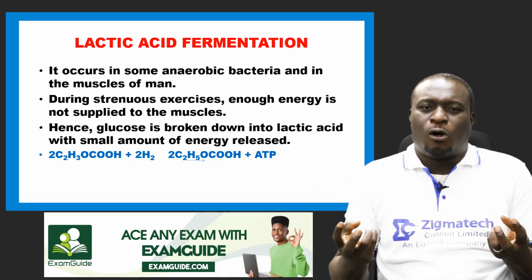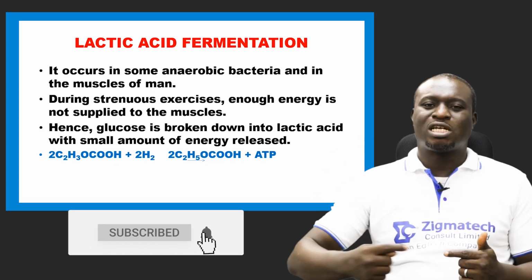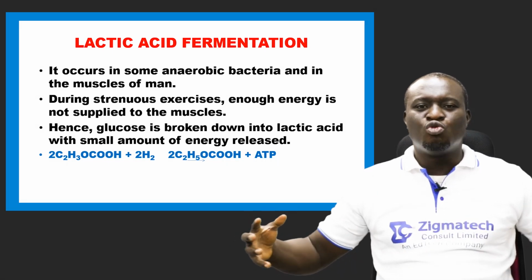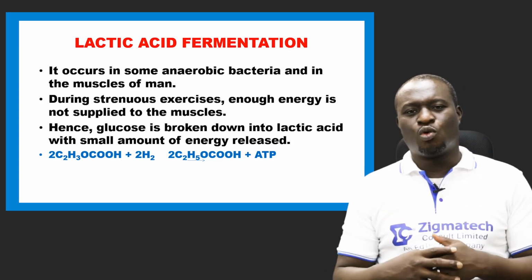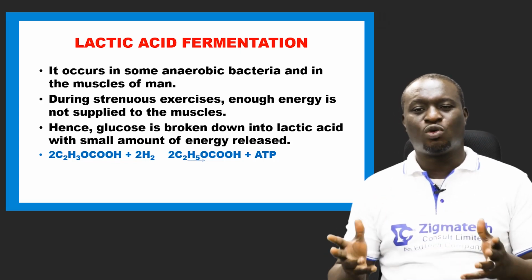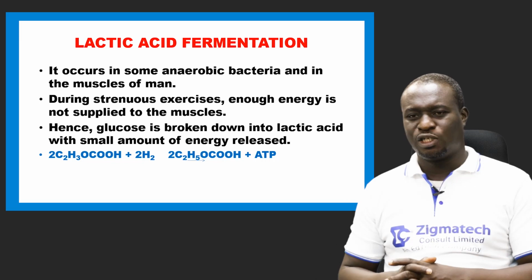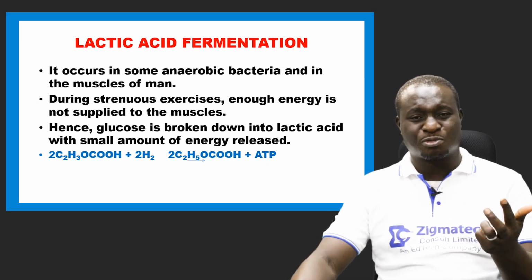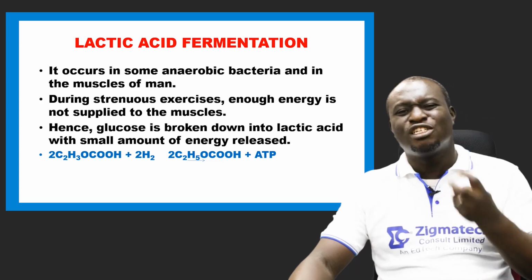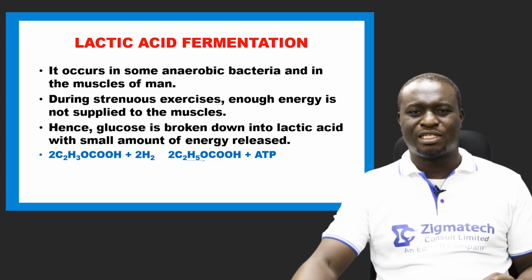Once this happens, lactic acid begins to form. Once there is not enough oxygen to break down glucose, what is produced in the muscles is usually lactic acid. If this lactic acid accumulates in the muscles, it leads to muscle fatigue and muscle cramps. Hence, glucose is broken down into lactic acid with a small amount of energy released, and the reason is the insufficient supply of oxygen.